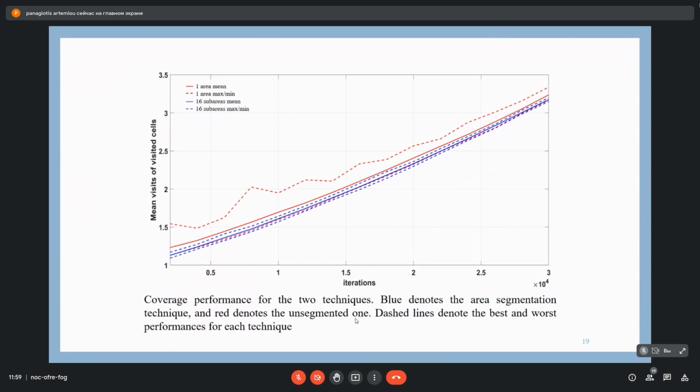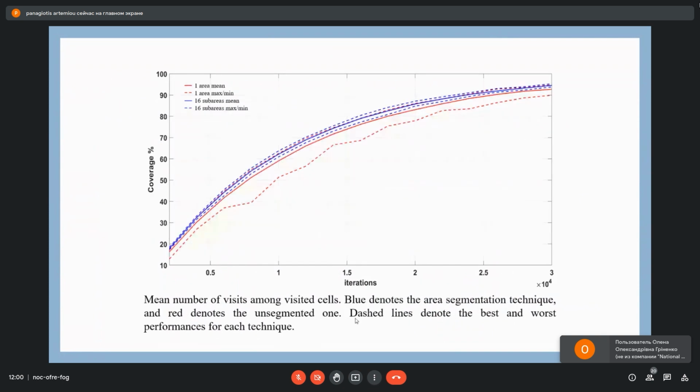We can see with the blue lines the 16 sub-area case, and with the red lines the one whole area case, and the dashed line denotes the minimum and maximum performance of the agent. We can see that the mean visits of visited for the 16 sub-area case are constantly lower than the one whole area case, and also the difference between maximum and minimum performance is decreased. This is true for the coverage itself.